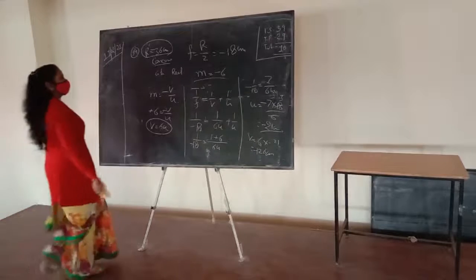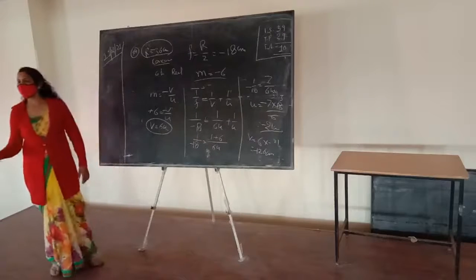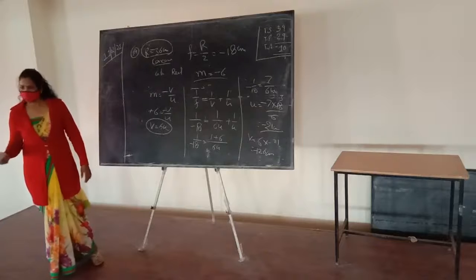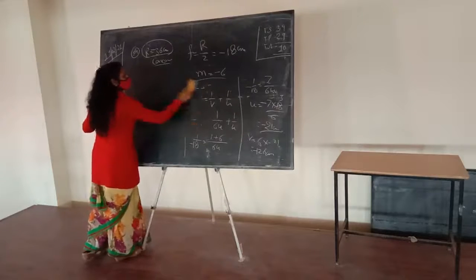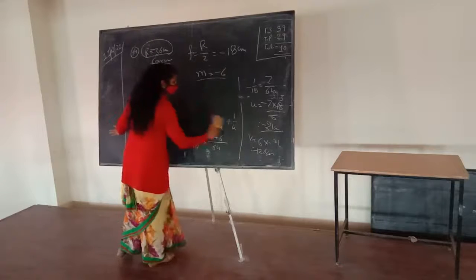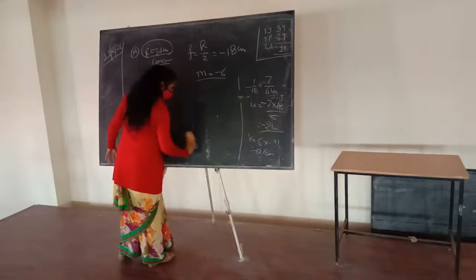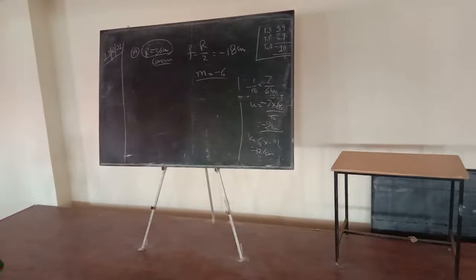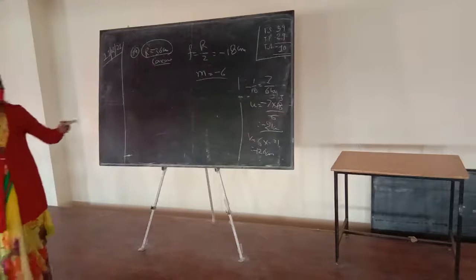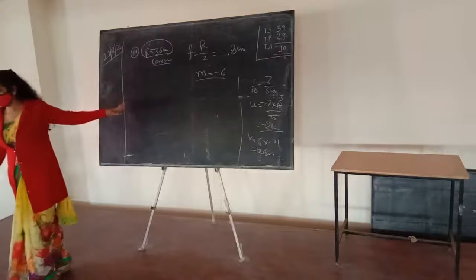Now for the second part, the image is real and 3 times the size of the object. So what is the magnification? Magnification is minus 3. Yes. Again, the image is real, it means it is inverted. Since the inverted image is formed, m is negative, and its value is 3. So m is equal to -3. So I think you can do it yourself like this. The same part is this.